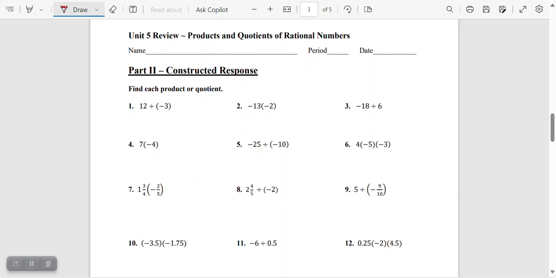Okay, finding products and quotients. We're multiplying or dividing. I'm going to go through these kind of quickly. Number 1, the answer is -4. Number 2, the answer is 26. Number 3, the answer is -3. Number 4, the answer is -28.